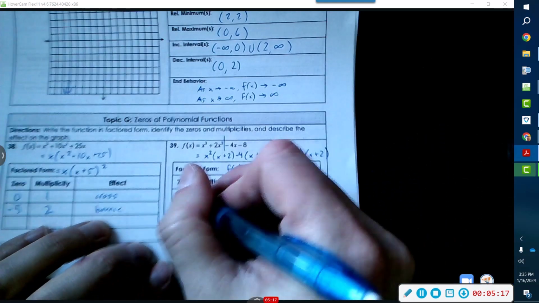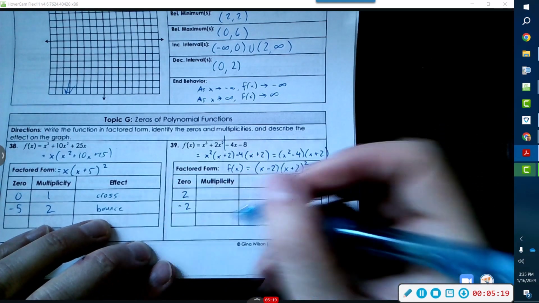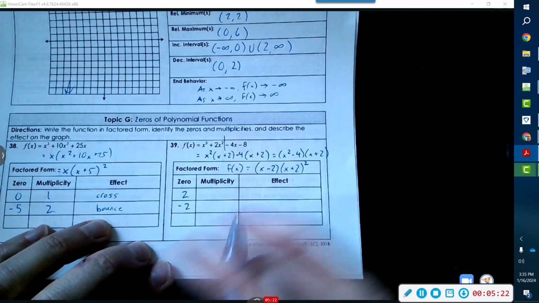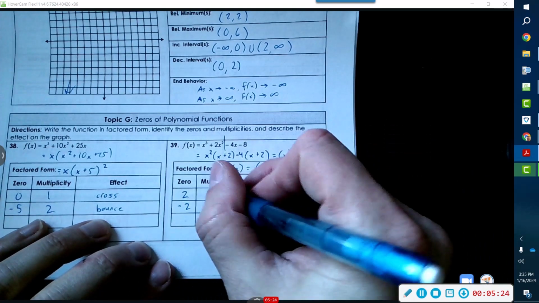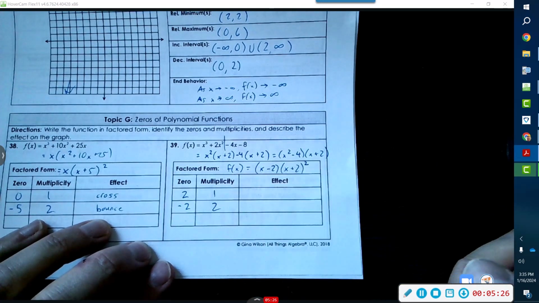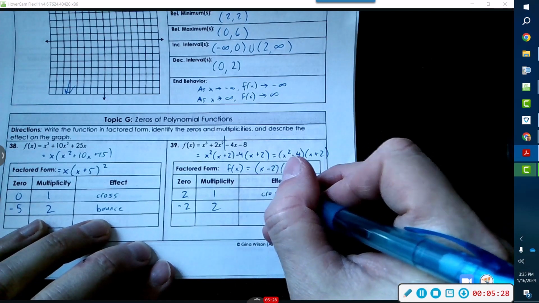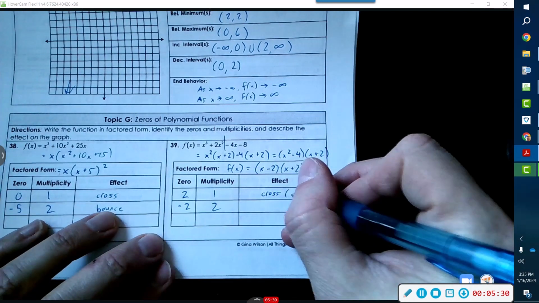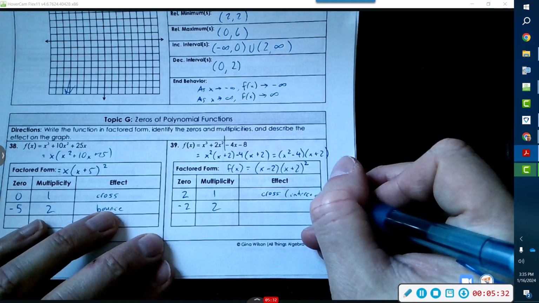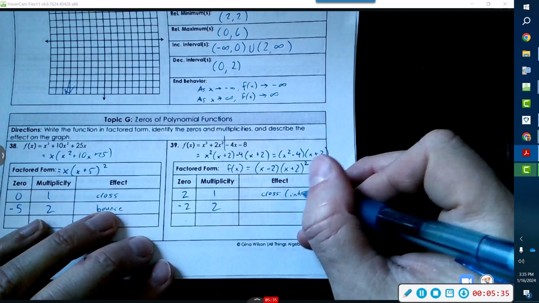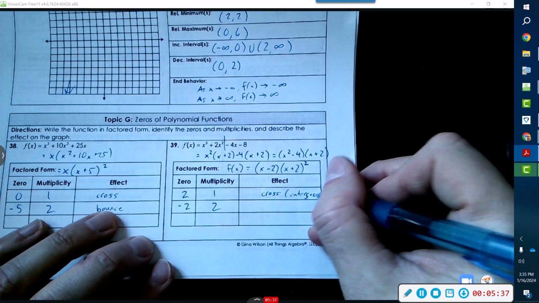So I've got a 0 at 2 and I've got one at negative 2. I don't care what order you put those in. At 2, it has a multiplicity of 1, but it has a multiplicity of 2 there. This is a cross through, okay? Or this is sometimes just said intersects, intersect. There we go, that's why I couldn't spell it.